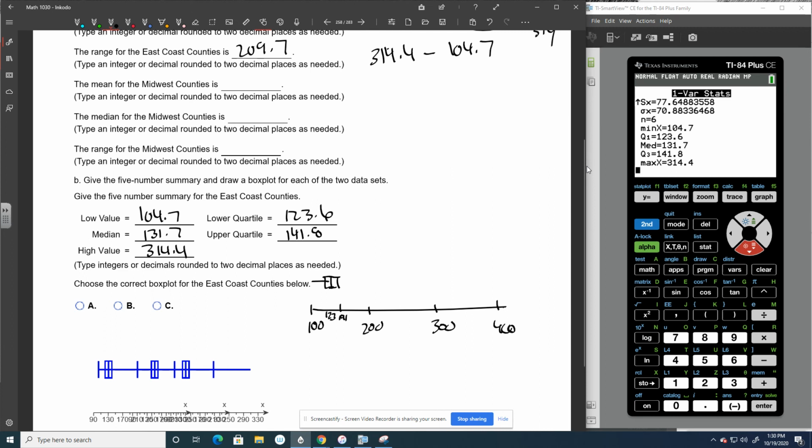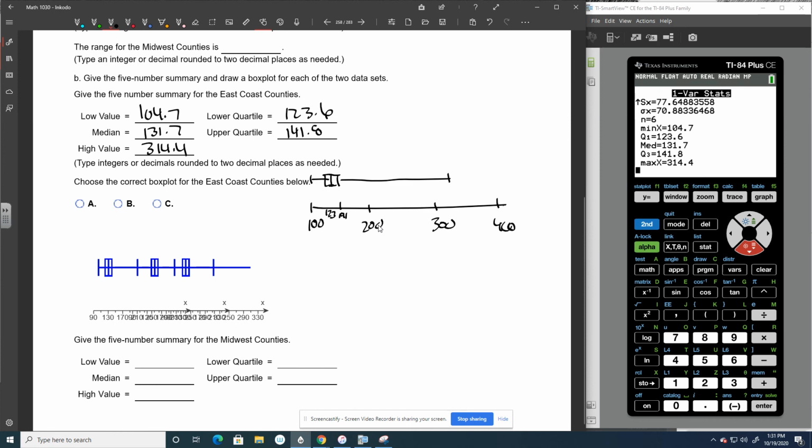And then my low value is just 104, and that would be my lower whisker. Oh my gosh. My high value is clear up at 314. So that would be my big whisker. So it would look something like that. Okay, you've got your low value, your high value, your median with your two boxes that give you your low and upper quartile.